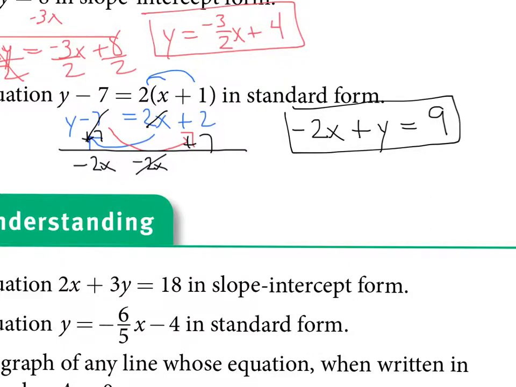If you didn't understand, go one step at a time. In here, I distributed, got 2x plus 2. I moved the 2x over here by subtracting 2x. That's how I got the negative 2x on this side. And then this minus 7, since the numbers need to go on this side, I added 7 over here to the 2, which makes it 9. Okay.